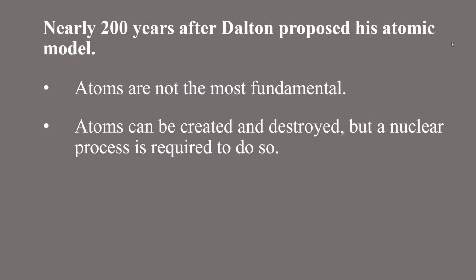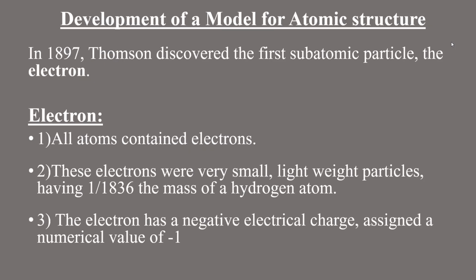Nearly 200 years after Dalton proposed his atomic model, we now know that none of the 5 statements of his theory is entirely true. Atoms are not the most fundamental particles. They are composed of even smaller particles. We call them electrons, protons, and neutrons. Atoms can be created and destroyed, but a nuclear process is required to do so. Let's keep moving to see how the model of atomic structure was developed.